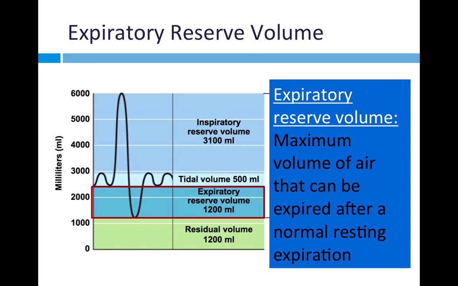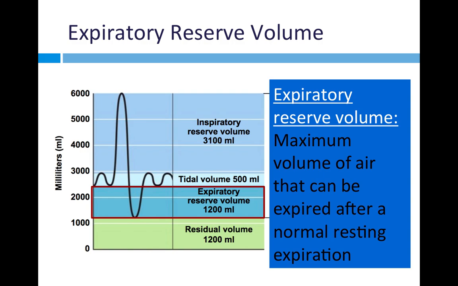Kind of the opposite of that, we have our expiratory reserve volume. So this is the maximum volume of air that you can exhale, or expire, after your normal resting exhale. So if you breathe out right now without taking a deep breath in, you just breathe out everything you can possibly breathe out, that's your expiratory reserve volume.